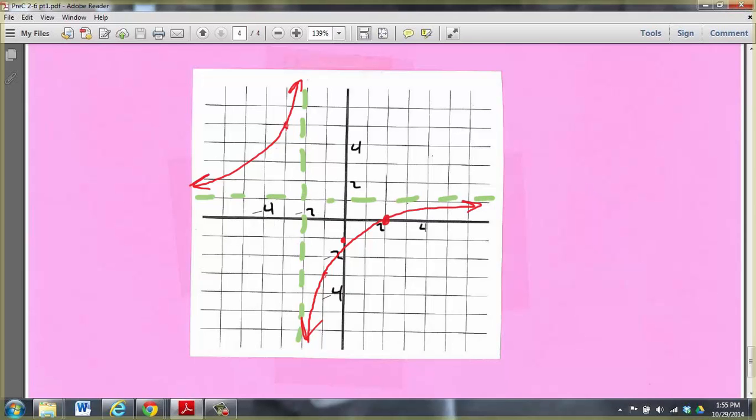There's another thing I need to show you in another video, whenever the asymptote happens to be a slant asymptote. But this is all you need to know for the first day. So see you in class.